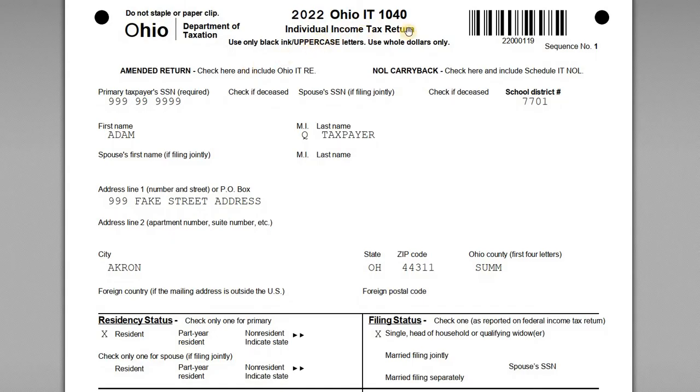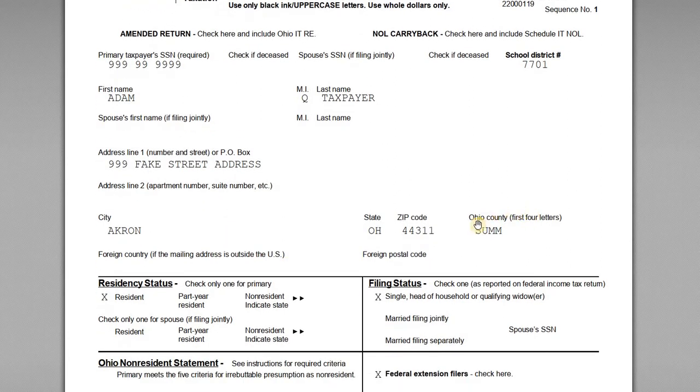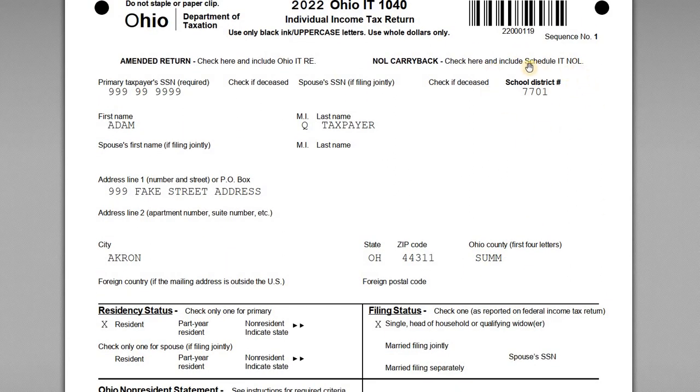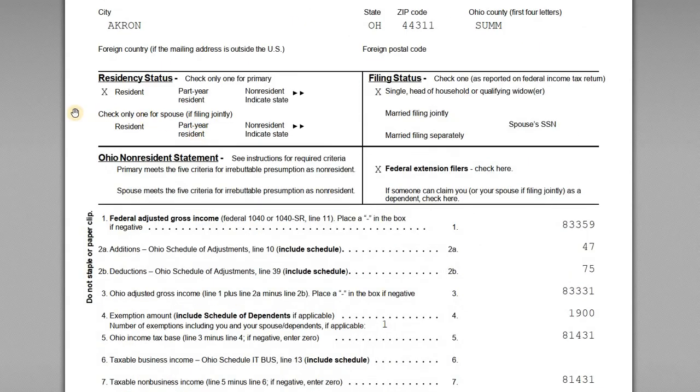So we've got the Ohio IT-1040, taxpayer social security number here at the top, first name, middle initial, last name, and mailing address. The Ohio County, we're in Summit County here, and then the school district number. You can find a database table in the instructions, which will give you the school district number depending on where you're a resident.